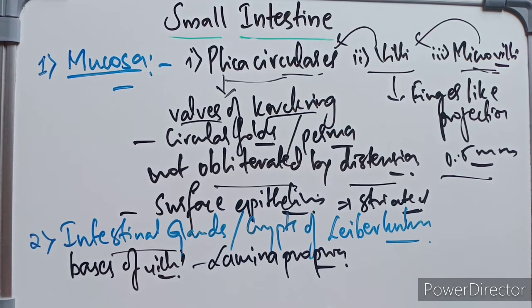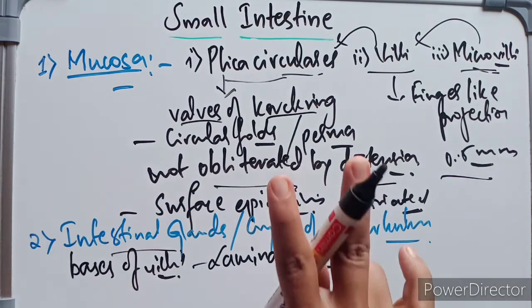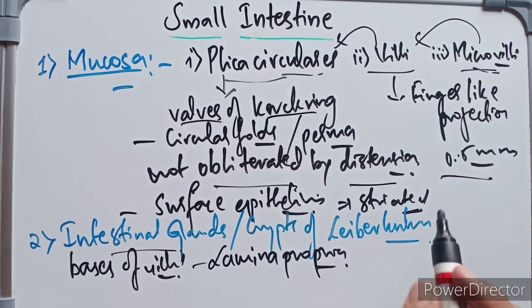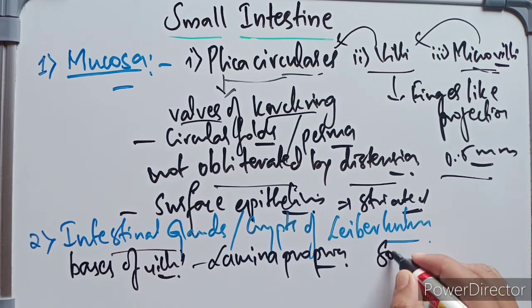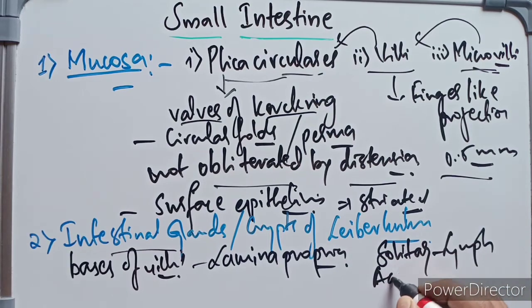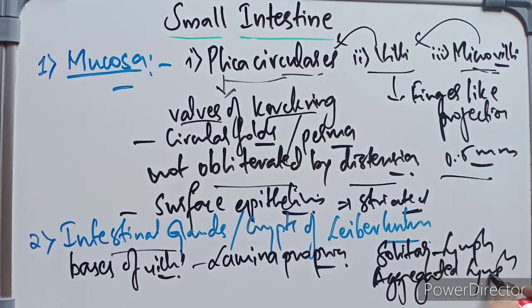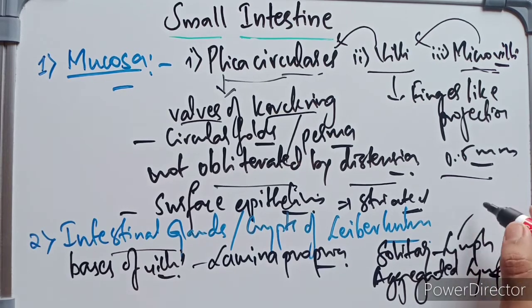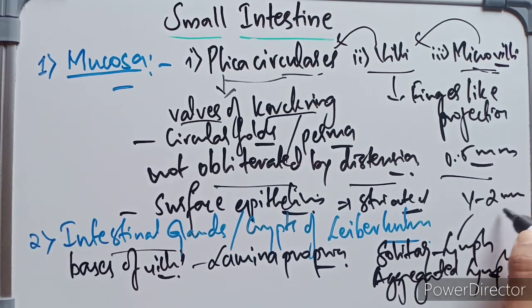What are the two intestinal lymphatic follicles we have? The lamina propria of the mucous membrane will contain two types of lymphatic follicles: first the solitary lymph follicles, and then the aggregated lymph follicles. What are solitary lymph follicles? These are about 1 to 2 mm in diameter and are distributed throughout the length of the small intestine.